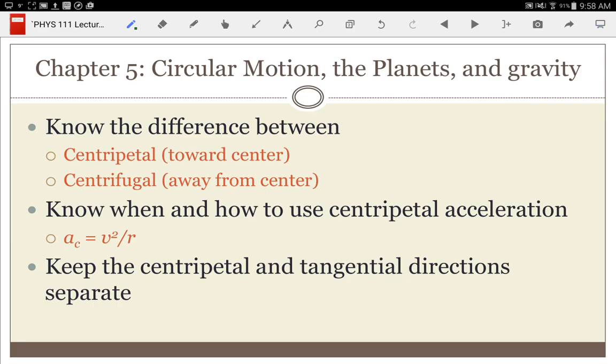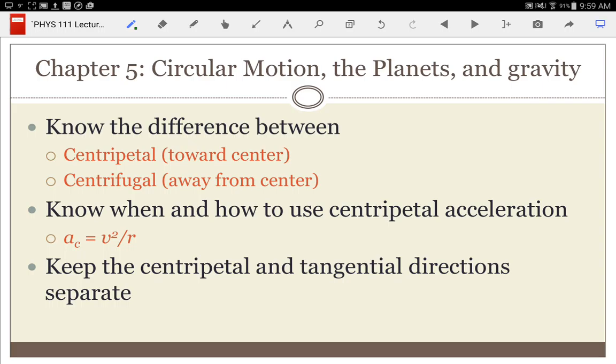Acceleration. So to go in a circle, you have to have an acceleration that's constantly changing the velocity's direction, but not the speed. If the acceleration was parallel to the velocity, it would change the speed. So it has to be perpendicular. So for circular motion, you have an acceleration that's toward the center, hence the word centripetal. And it turns out that centripetal acceleration is v squared over r. It's proportional to the speed squared divided by the radius.